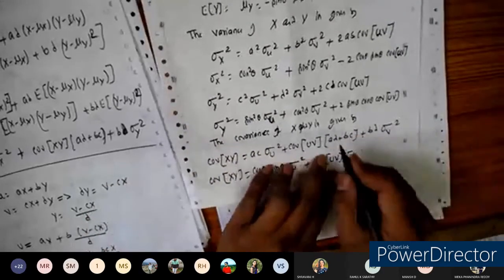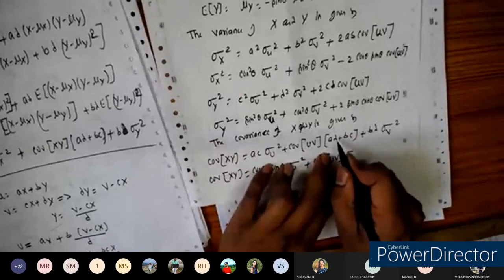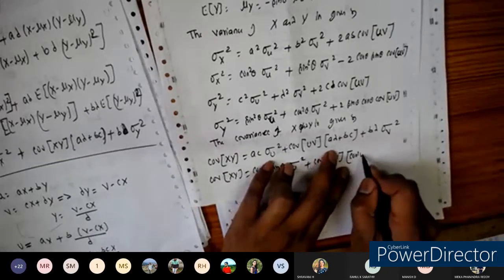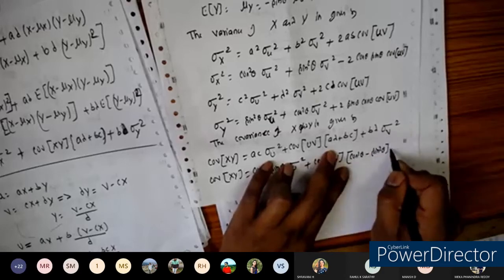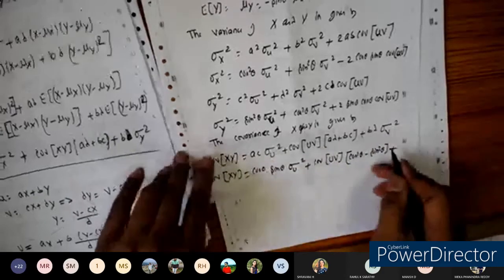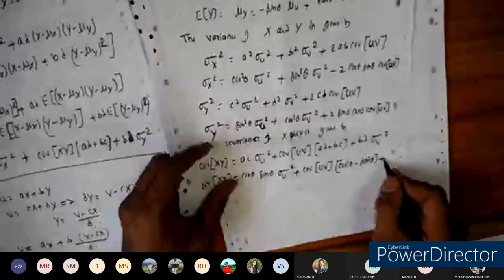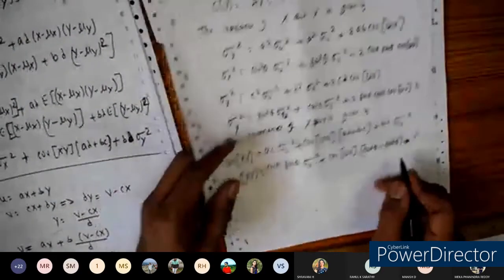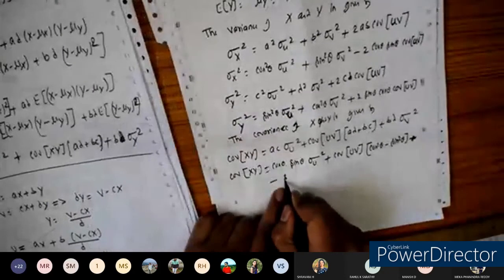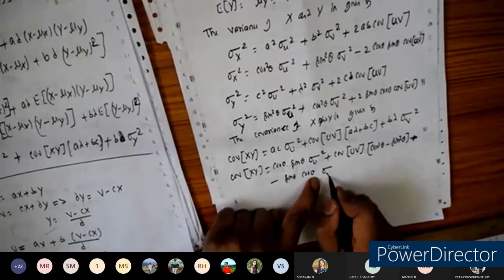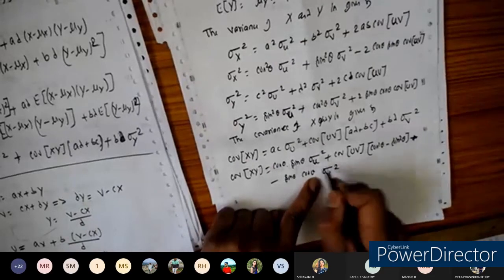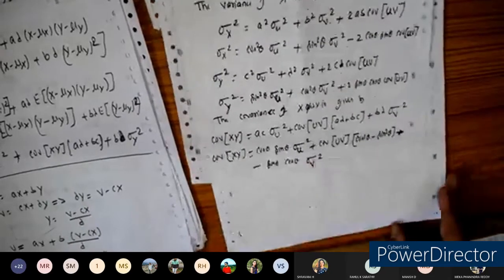So let us substitute here. AD is cos theta into cos theta, so it becomes cos square theta, minus sin square theta. Then minus sin theta into cos theta, which is BD, into sigma v square will get here.